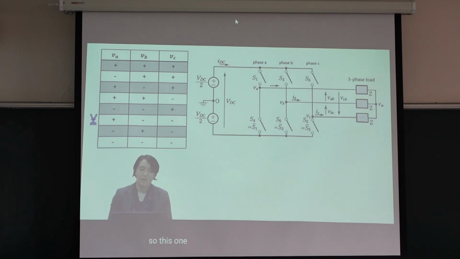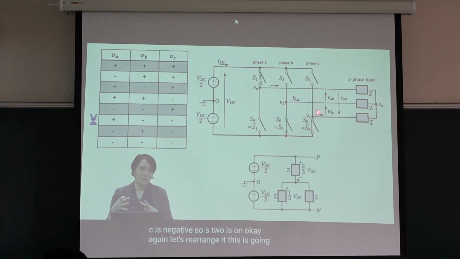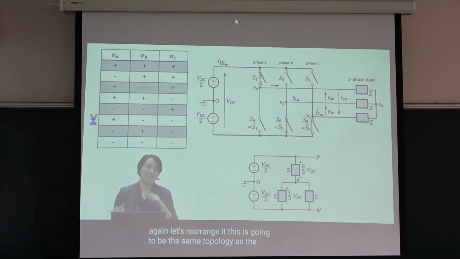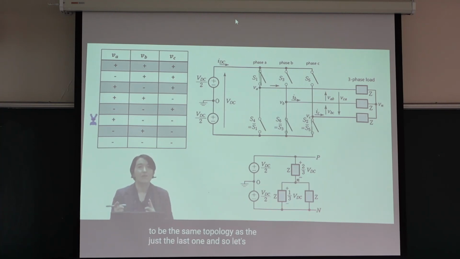So for this one, A is positive, so switch S1 is on here. And the other two, so phase B is negative, so S6 is on, and C is negative, so S2 is on. Okay, again, let's rearrange it. This is going to be the same topology as the last one.